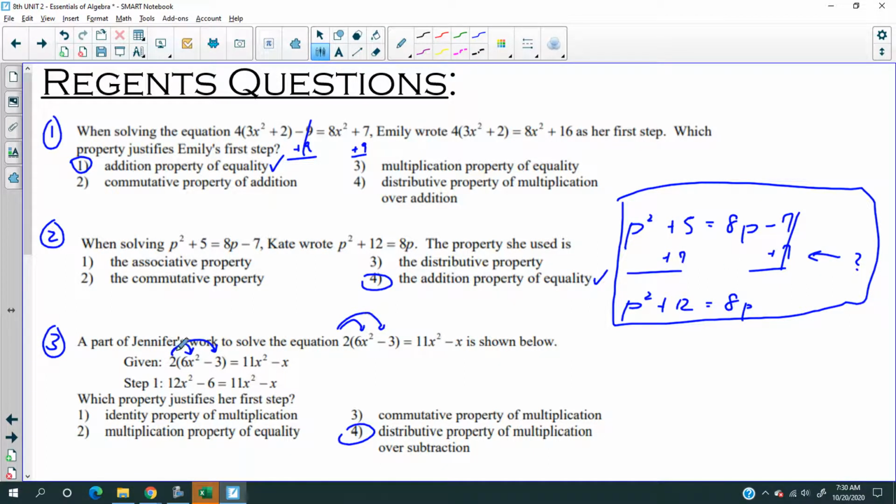Okay. This one, you distribute now. Listen, some of you might say distributive property of multiplication over subtraction. Well, the distributive property is multiplication. So people don't really say distributive property of multiplication, they just say distributive property. The over subtraction thing, that just means this subtraction right here. So don't get thrown off, okay?